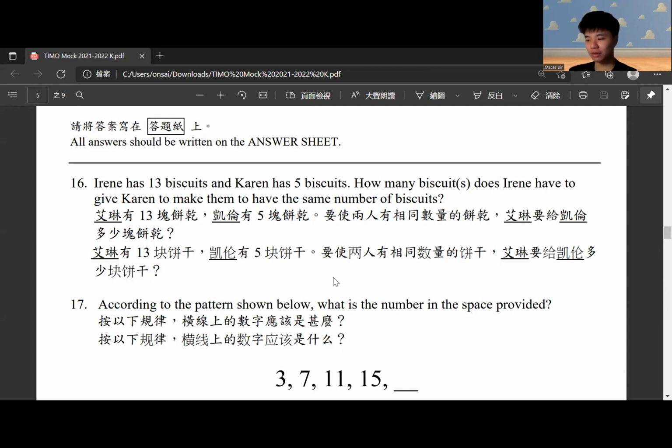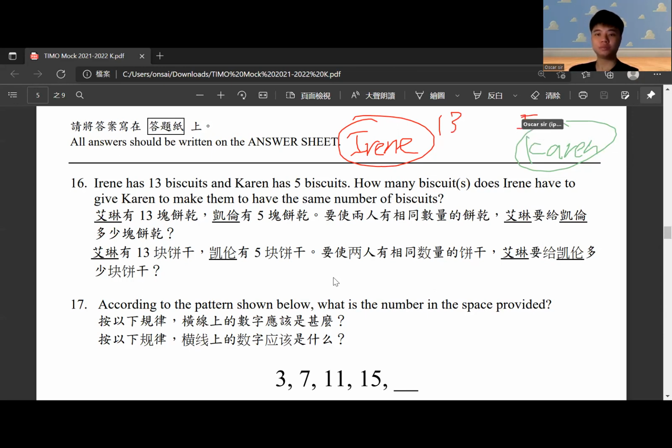Okay, so there are two people. One is called Irene, and another one is called Karen. Irene has 13, and Karen has 5 bakers. The question is asking, if they need to have the same number of bakers, it is easy for us to find that Irene needs to give bakers to Karen, right? Because Irene has more bakers than Karen. But how many should she give to Karen? Actually, we can think about it.